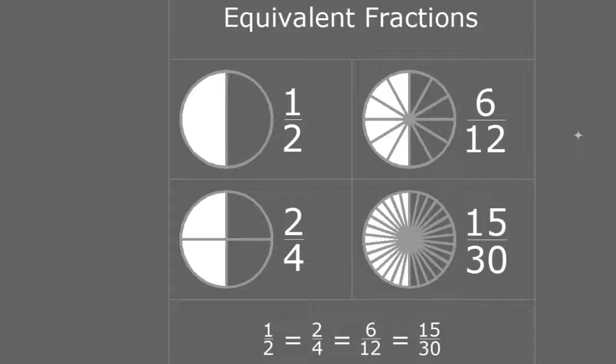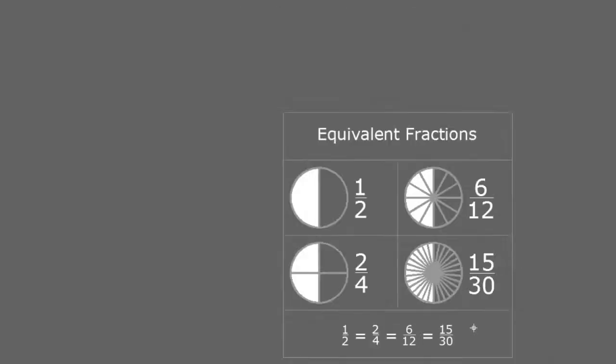And the same thing happens if somebody cut the pizza into 4 equal sides and they gave me 2. They're giving me also half of the pizza. And if they divide it into 30 very small slices and they give me 15, they are also giving me a total of half of the pizza. So 1/2 is equivalent to 2/4, is also equivalent to 6/12, and that is equivalent to 15 over 30.